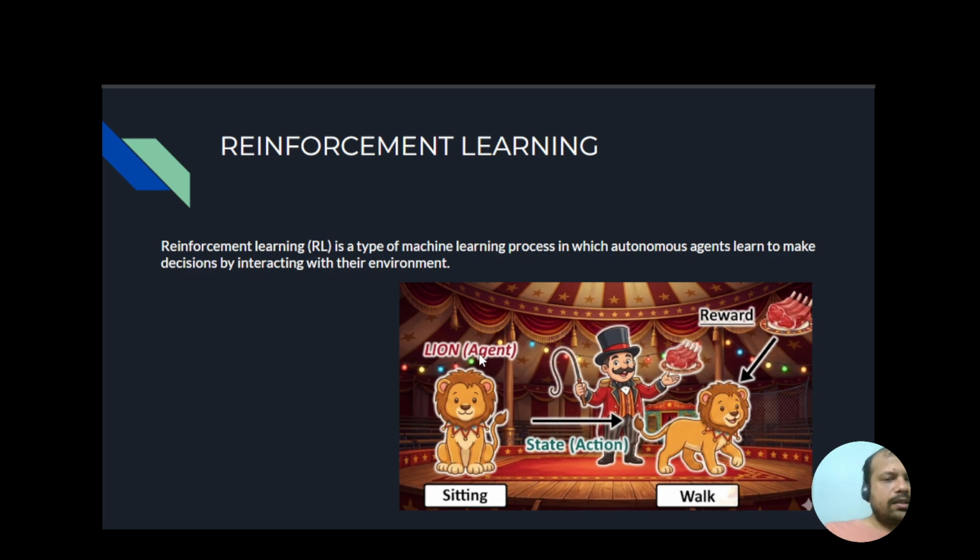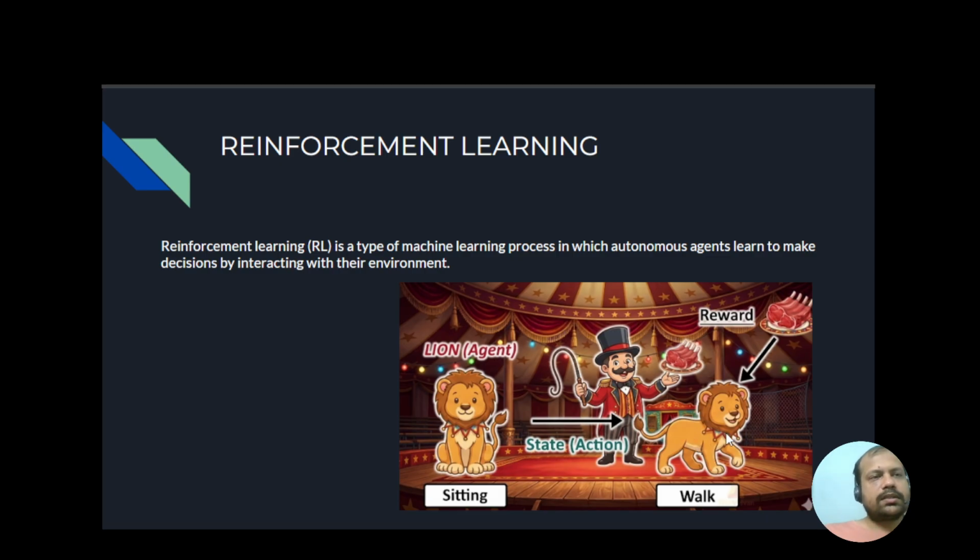Think of the lion as a machine learning algorithm or a system or an agent, anything you name it. It is that agent which you are asking to do some task. According to its learning, it will perform that task. Say you have asked the lion to walk, if the lion understands your command and it walks, that means it has to be rewarded.